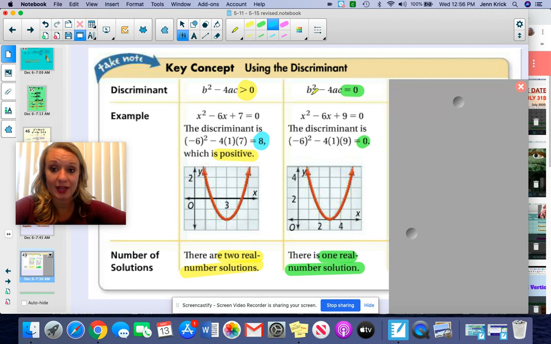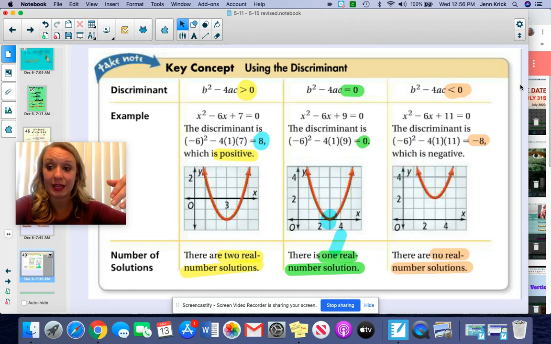When I'm given a quadratic equation and I find the discriminant and my answer turns out to be exactly 0, that means there is 1 real solution, and you can even see that here on your graph. If you were given the graph, you're not going to do all this, but it just shows you. Finally, if you have a quadratic equation and your answer turns out to be negative when you find the discriminant, like this -8, that means there are no real solutions.